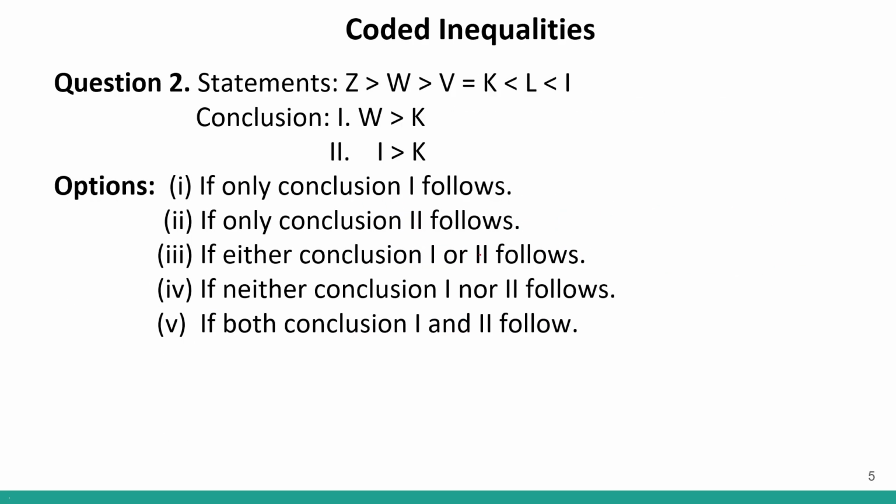Clear? Moving on to question number 2. Again, a relationship is given to us between Z, W, V, K, L, I, and so on, and two conclusions are given to us.